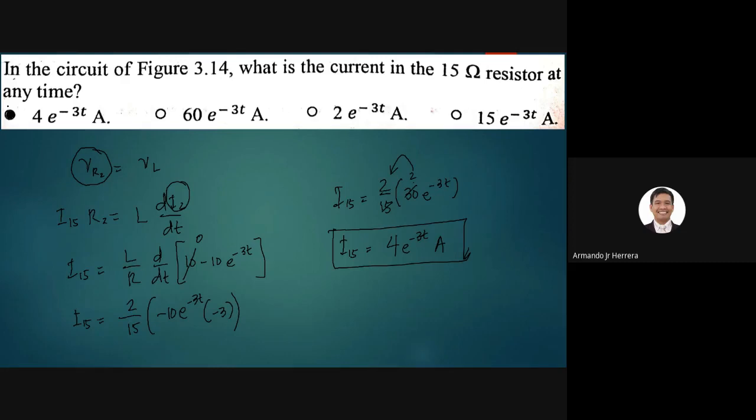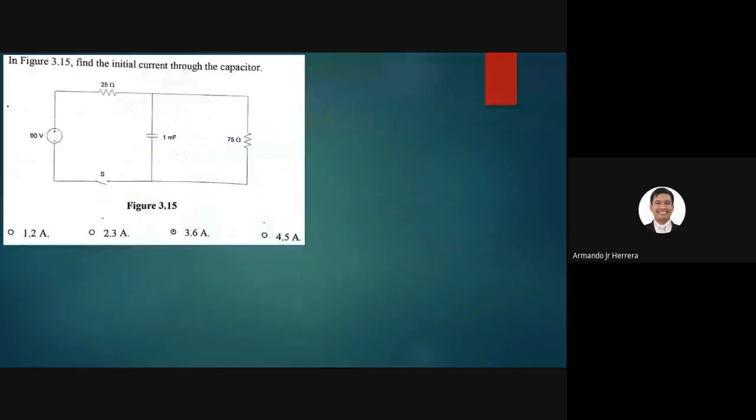Okay, so let's proceed sa last example natin sa transient. So in figure 3.15, find the initial current through the capacitor. So again, ito naman yung kinukuha nating current. So again, kung may loop 1 dito, may current 1, may current 2 na na-oppose. So kung ganon, ang VC natin is given by Q over C. So since dalawang current ang nag-uumpugan, that is Q1 minus Q2 over C.